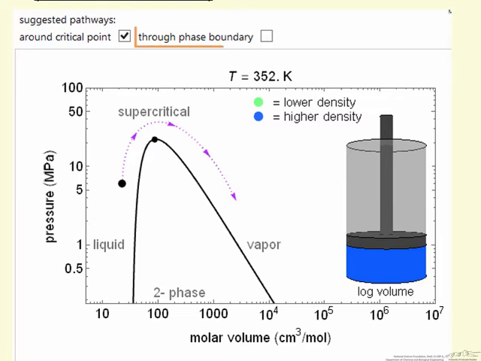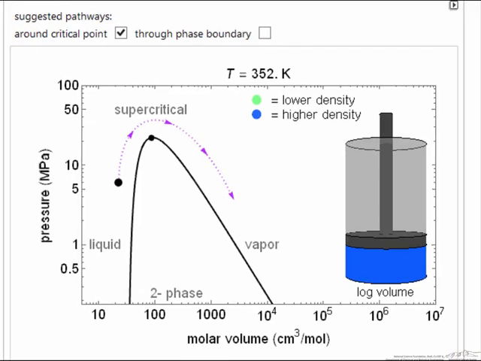Or if we click this box, it shows an alternate pathway where we go from liquid to vapor through the phase envelope. And the volume is represented here on a log scale so that we can see it at these conditions and understand the behavior. So let's go and look at this simulation and see for a single component the pressure volume behavior. So here's the pressure volume diagram, and we're showing a suggested pathway, so I can move the points along this pathway.